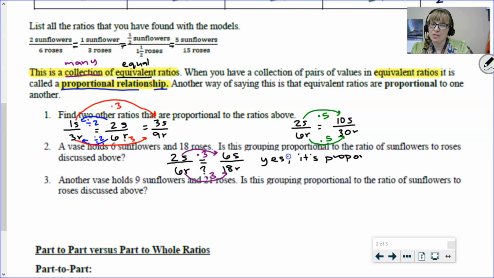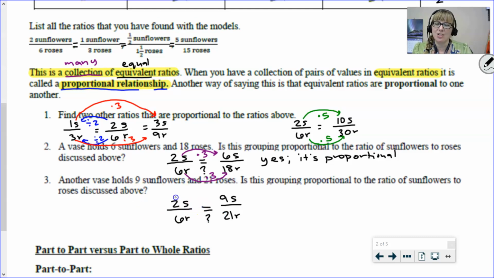And our final question. Another vase holds 9 sunflowers and 21 roses. Is this grouping proportional to the ratio of sunflowers to roses as seen above? And remember, when I'm asking, is it proportional, I'm asking, are they equal ratios? So we're going to start with that original ratio, 2 sunflowers to 6 roses. And I'm asking that question, is this the same as 9 sunflowers and 21 roses?